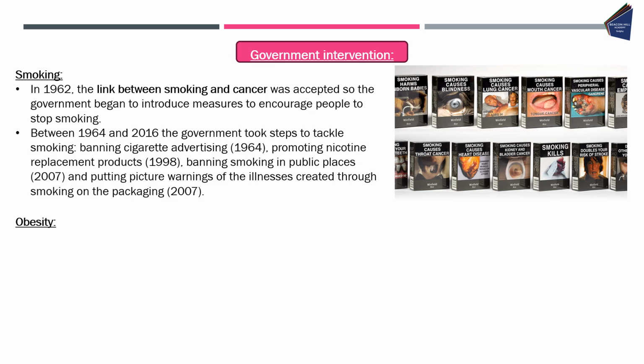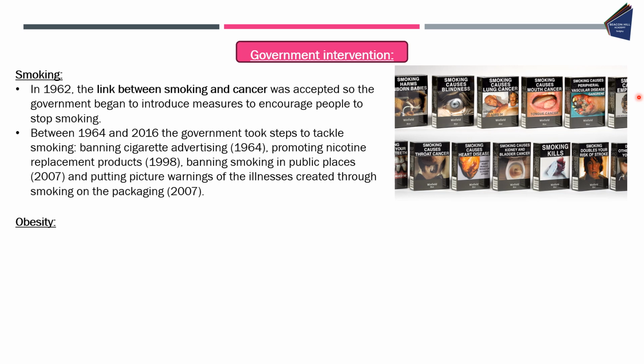Between 1964 and 2016, the government took steps to tackle smoking, including banning cigarette advertising in the 1960s, promoting nicotine replacement products from 1998, banning smoking in public places, which was in 2007, and putting picture warnings of illnesses created through smoking on packages. These are the kind of images that you will see today, and that happened from 2007. So this is a huge intervention from the government.